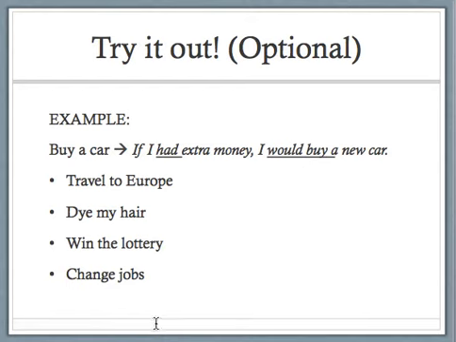Okay, so let's try some of these on your own. Again, you can use some of these ideas or you can use your own ideas. It doesn't really matter to me.